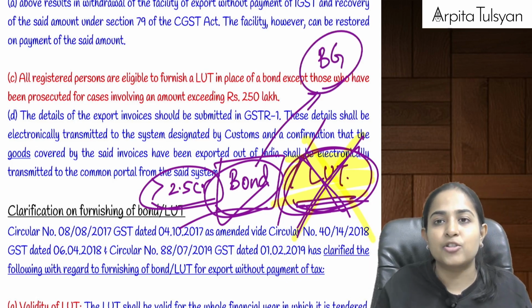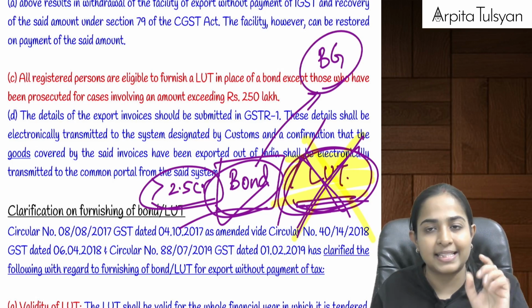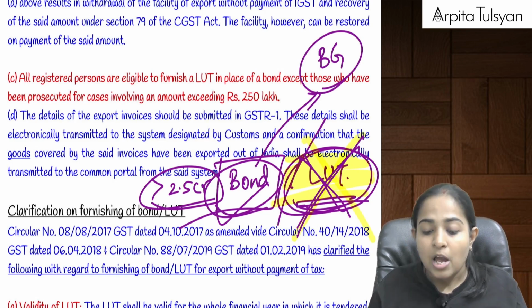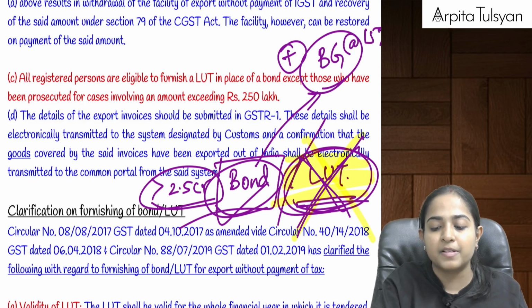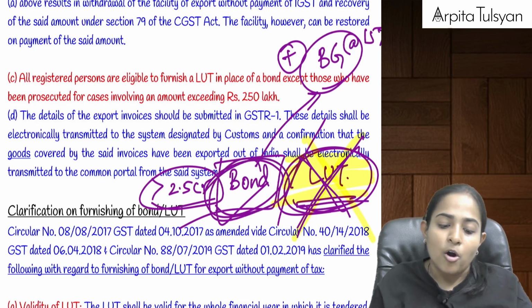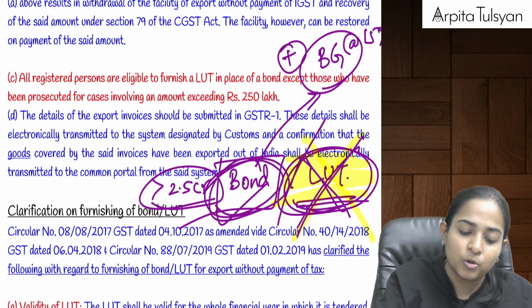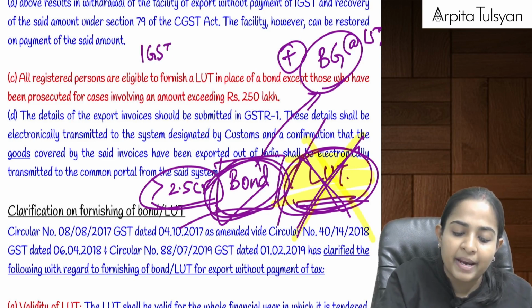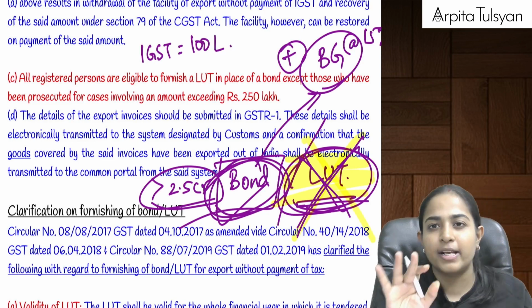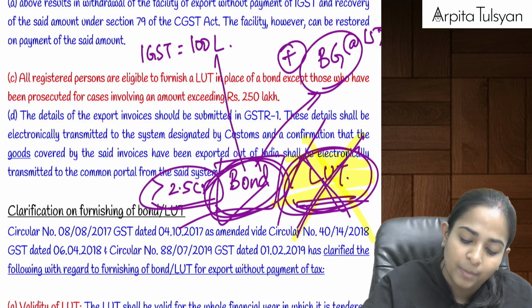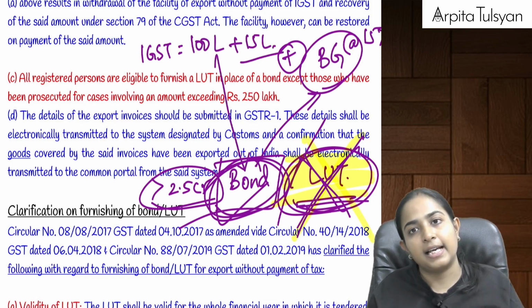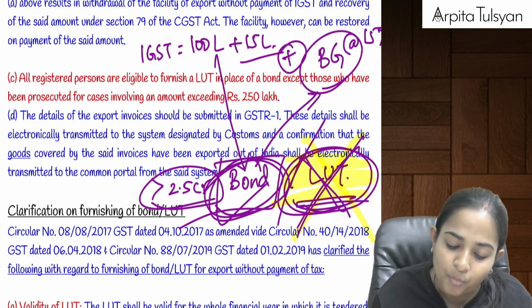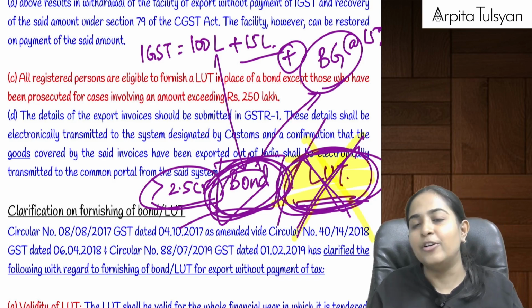Bond has to be signed of what amount? Whatever is your tax liability of exported goods, plus you have to give a bank guarantee of 15% of the value of the bond amount. Let's say I have exported goods on which IGST payable is 100 lakhs. Then bond amount will be 100 lakhs, plus I will have to give a bank guarantee of 15 lakhs. So this is a little more tedious than your LUT provisions.